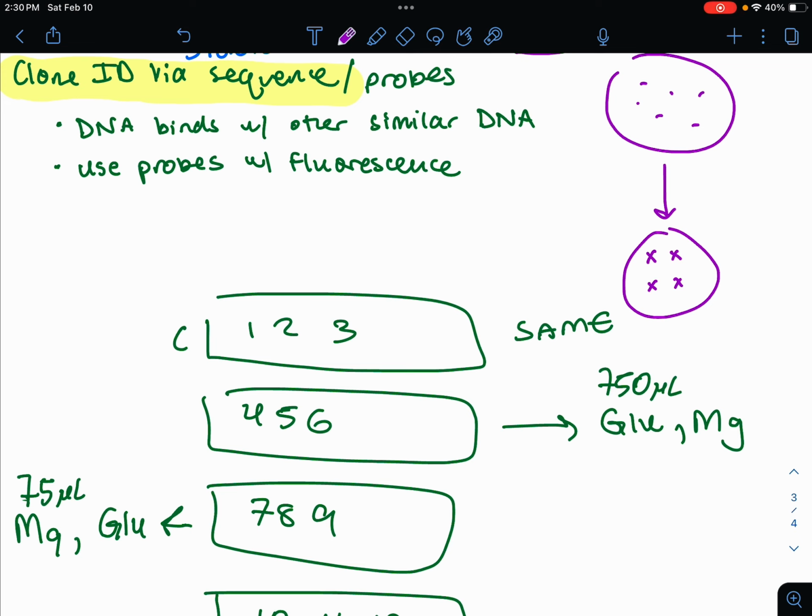Then you're going to add a probe with fluorescence of the target gene. You're going to have labeled DNA probes, and then you're going to detect binding with autoradiography or fluorescence. So it'll light up, and the probe finds a match, and only DNA from this colony hybridized with the probe.